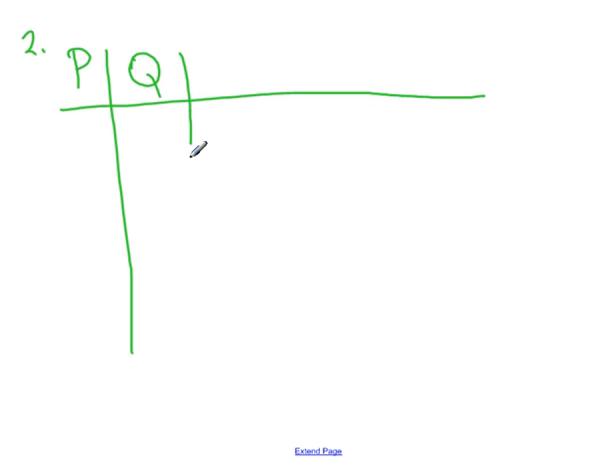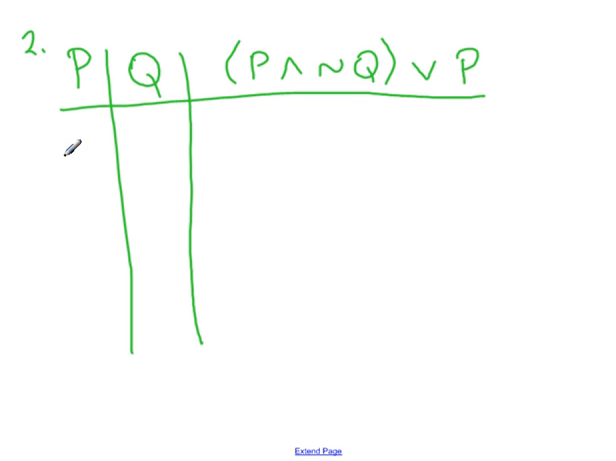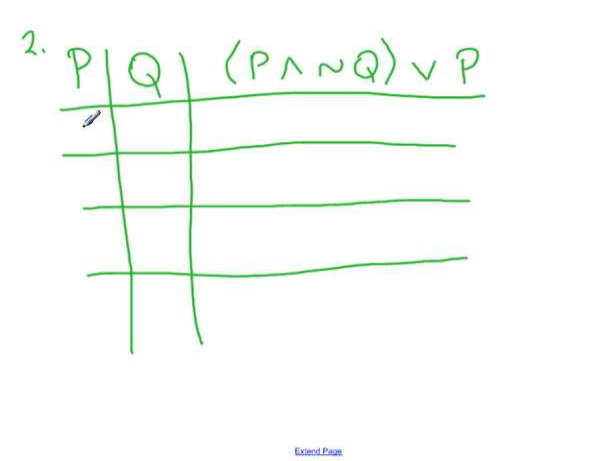We're going to still draw our truth table the same way we started before. We write our statement here, and this time the statement is P and not Q, or P. Put your 4 rows. Fill in your values for P and Q. Remember, they will always be true, true, false, false for P, and Q is true, false, true, false.